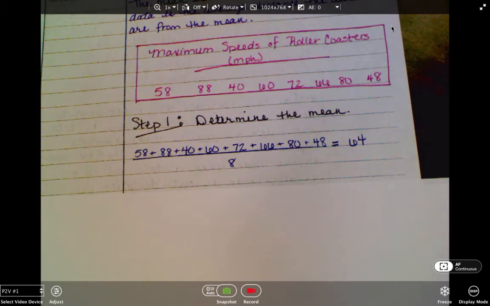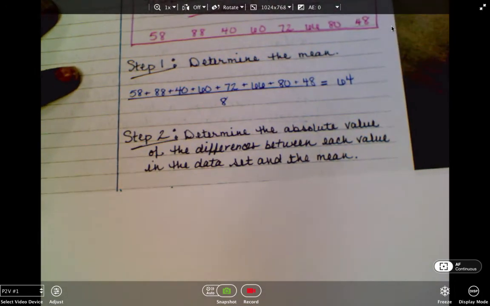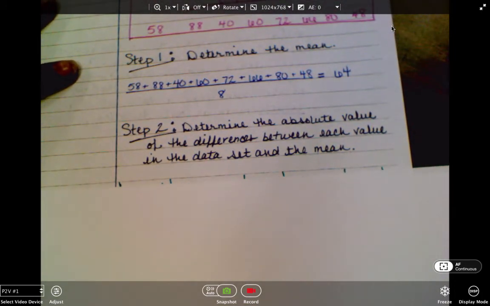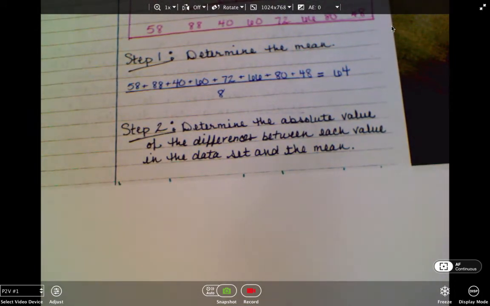Well, now that we know the mean, we are going to figure out how far each value in our set of data is away from that mean of 64. So step 2. Determine the absolute value of the differences between each value in the data set and the mean.